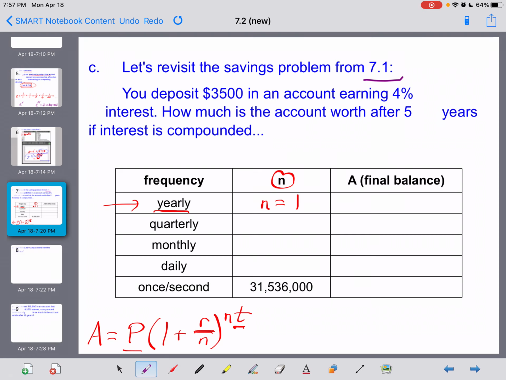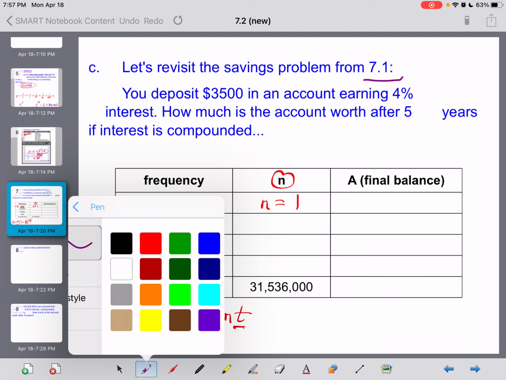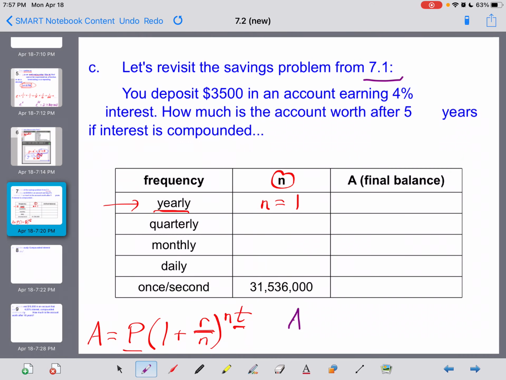So what I'm going to do here to compute this final balance right here, and I'm not going to write this out every time, guys, but here we go. It would be A is equal to P, our principal right here, the amount we deposited to begin with, is $3,500. Then in parentheses, we're going to go 1 plus R, your interest rate. 4% we said was 0.04. You've always got to divide your percent by 100, divided by N, which in this problem here we said N was going to equal 1. Let's close that parenthesis and we take it to the NT power. N we said was 1, and T, the amount of time in years, was going to be 5 years.